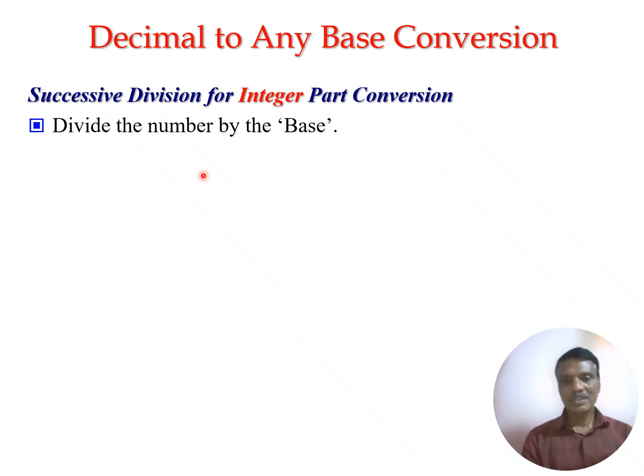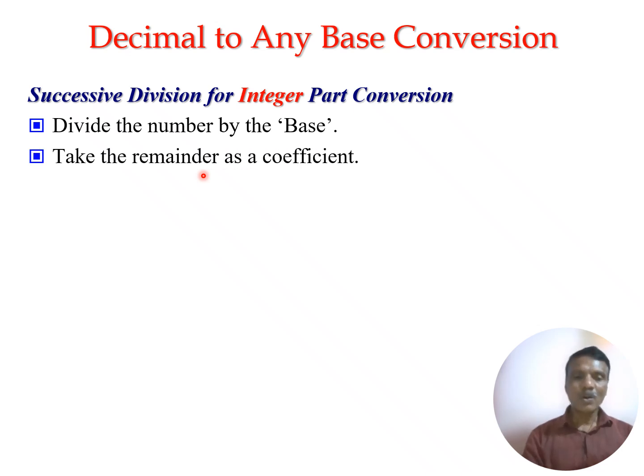Which base do we want to convert to? For example, if I want to convert a decimal number into a binary number, that base is 2, so I have to divide it by 2. Or if I want to convert a decimal number into an octal number, its base is 8, so I have to divide it by 8. Like that. So divide the number by the base. For the integer part, first we have to divide by the base.